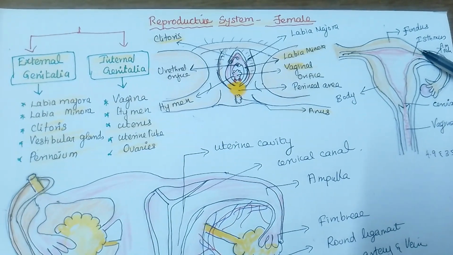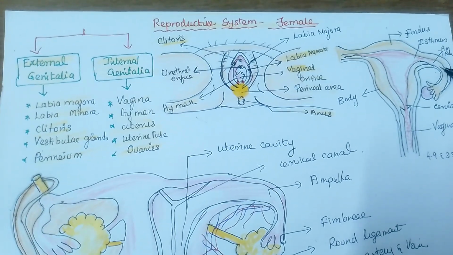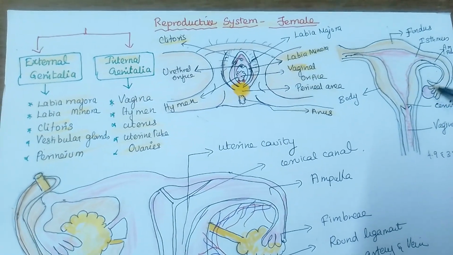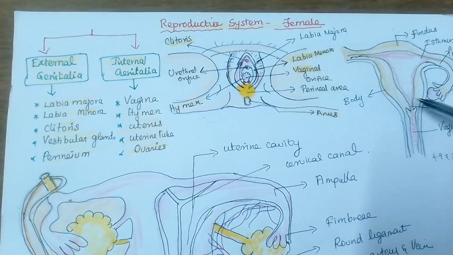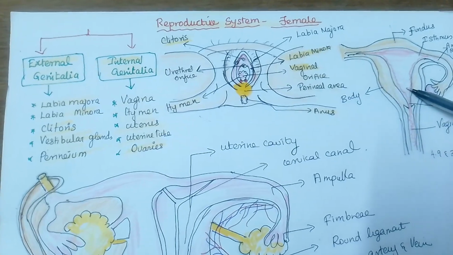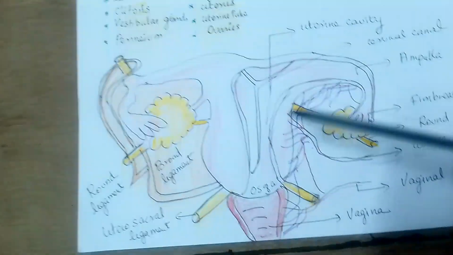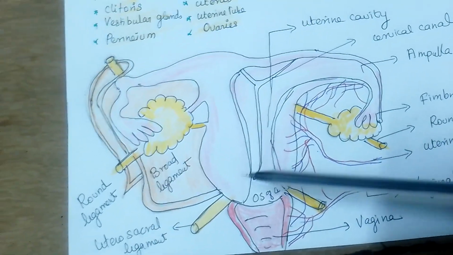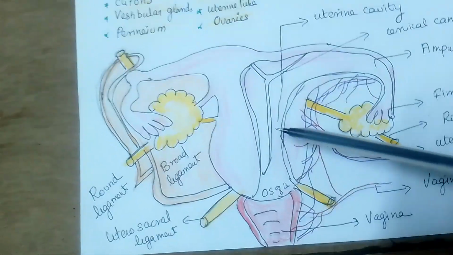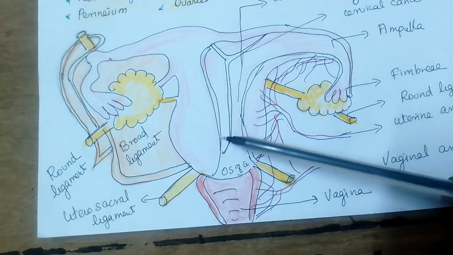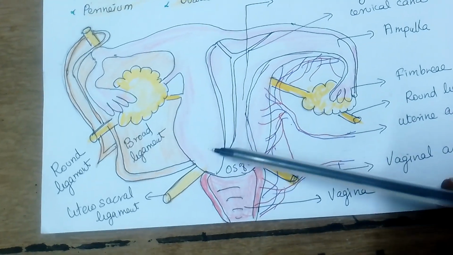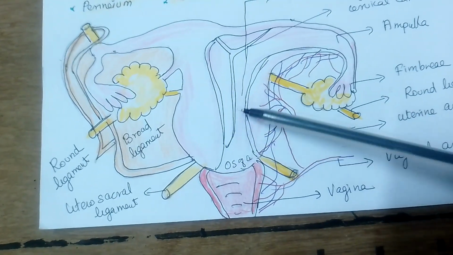Understand? This is called the isthmus. This is called the ampulla, and then the finger-like appearances present are called the fimbriae. We have two ovaries present. Understand? If you see the cut section of the uterus, when the body is in upright position, the uterus is in a horizontal position. It is about 7.5 centimeters long and 5 centimeters wide.